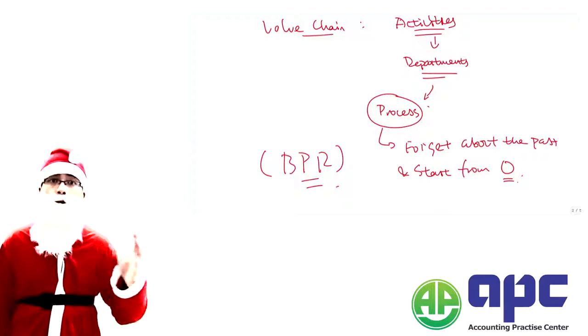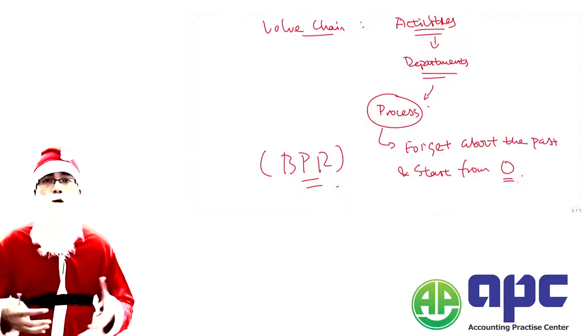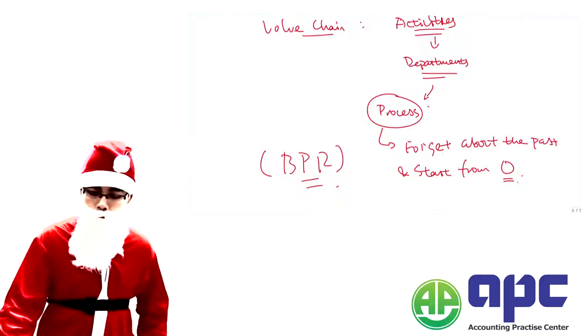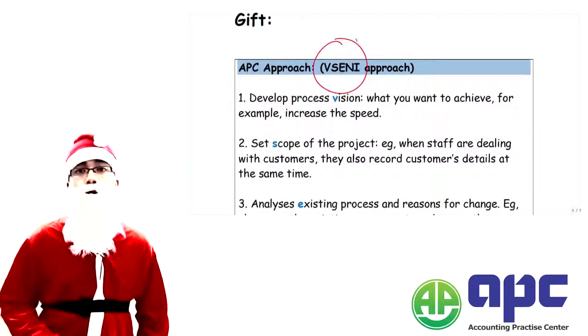For example, those will be the human work. Okay, we'll get rid of them. We're going to allow the computers to do that for you. Absolutely fine. So for the steps within business process re-engineering, I'm going to use a mnemonic.